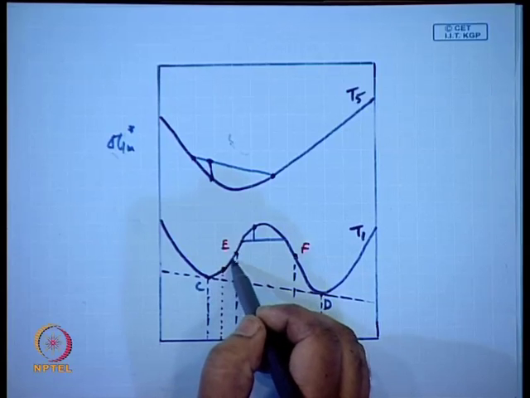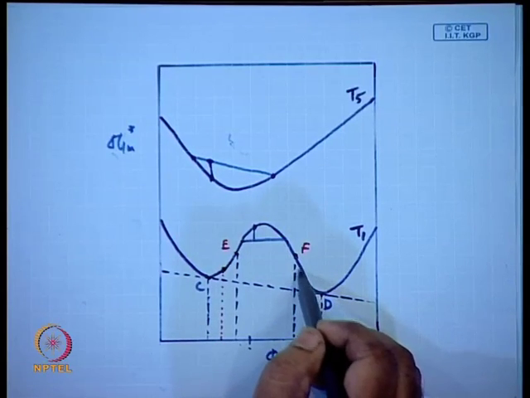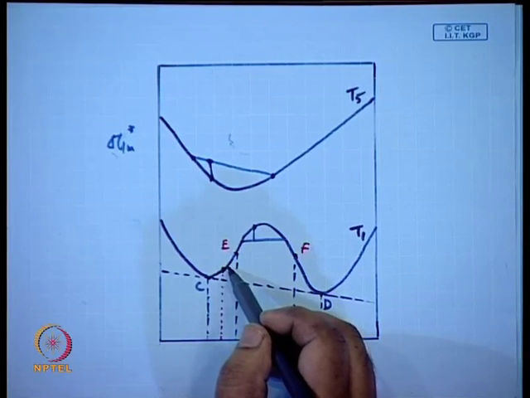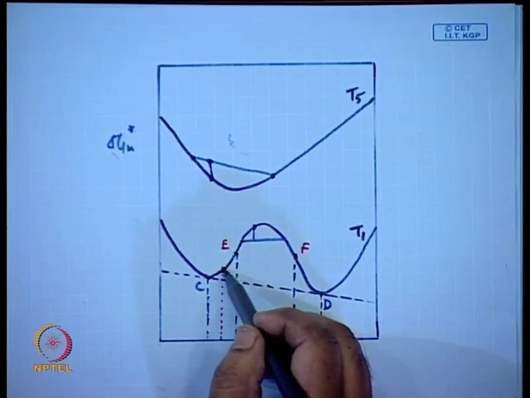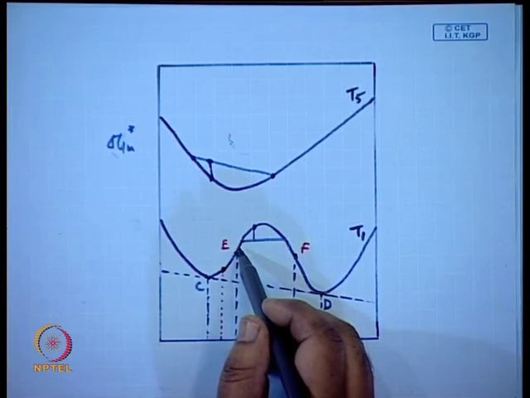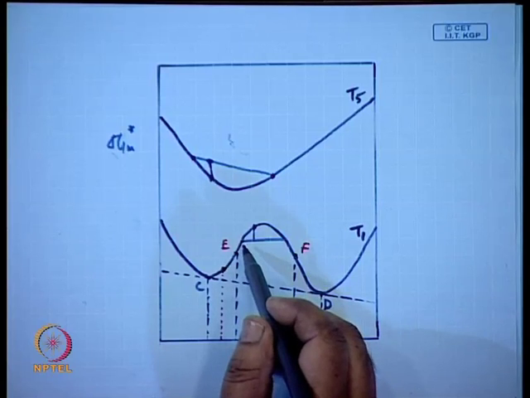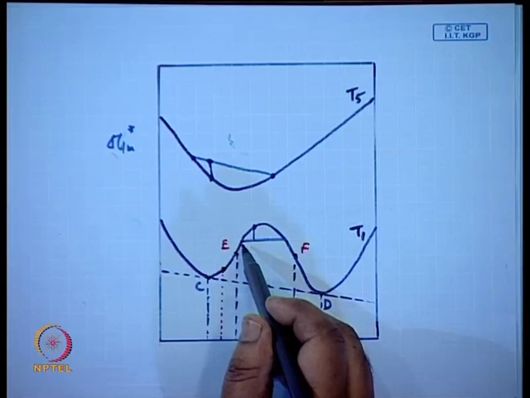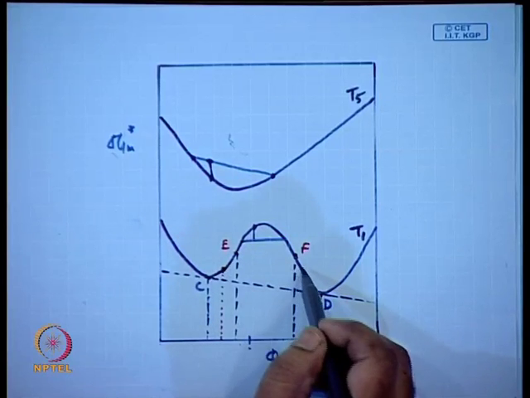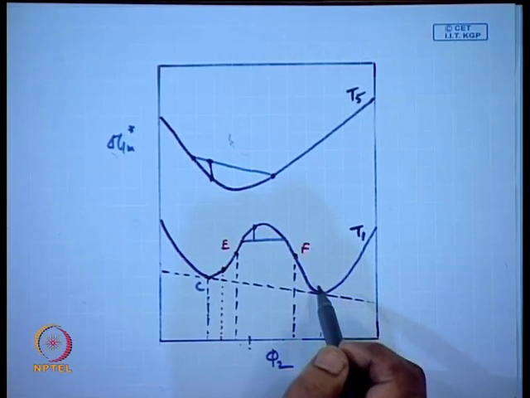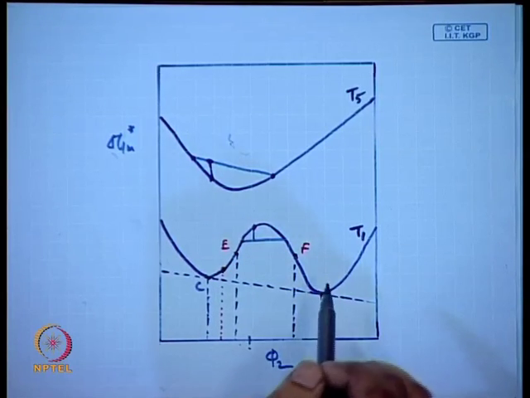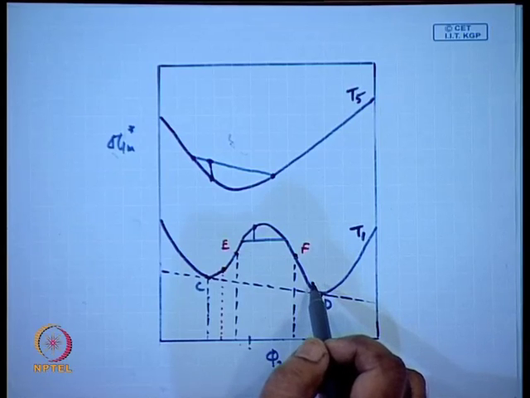So, any point in this region, any composition, any solution would be stable for small change in composition, but it is not stable for large changes in composition beyond this point, okay. So, this is a metastable region where the compositions are stable only for slight change in composition. So, this is the metastable region.